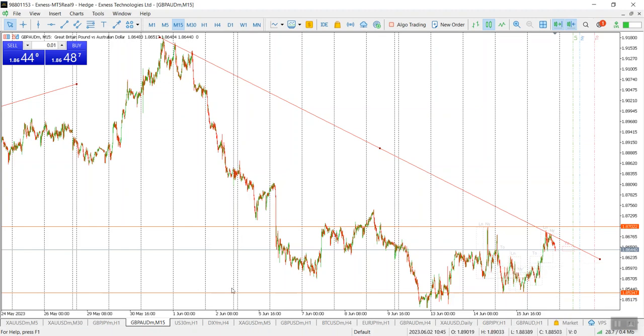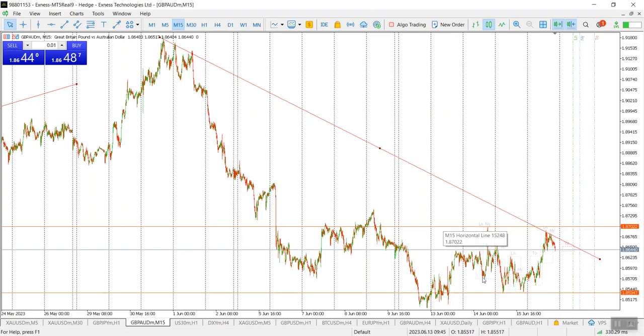Then okay, so we go to US 30. Sorry, why it is like that is, we see that the shorter time frames are not corresponding with the longer time frames. Our daily time frame and 4 hours time frame agree that the market is still bullish. But our 1 hour time frame and 15 minutes time frame are saying that our market is bearish.